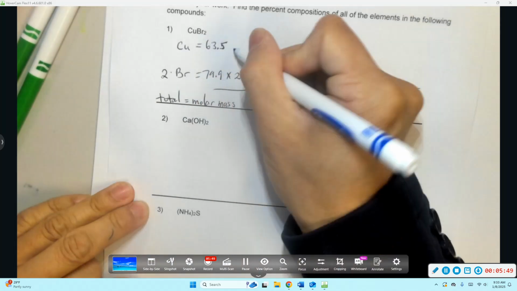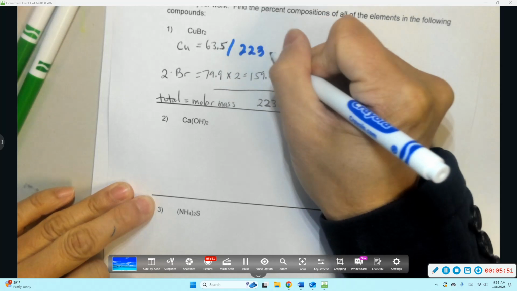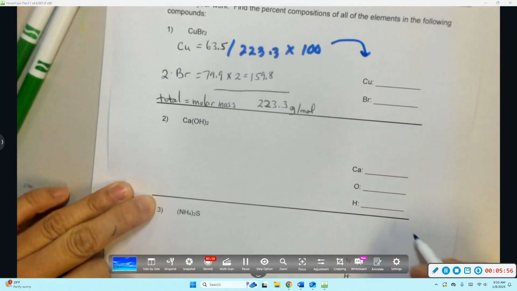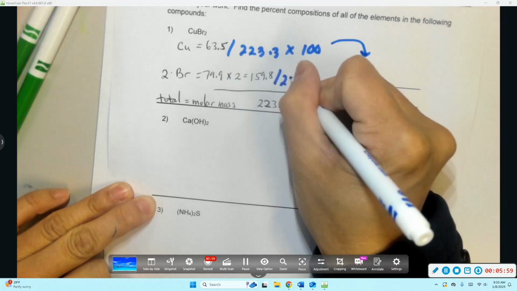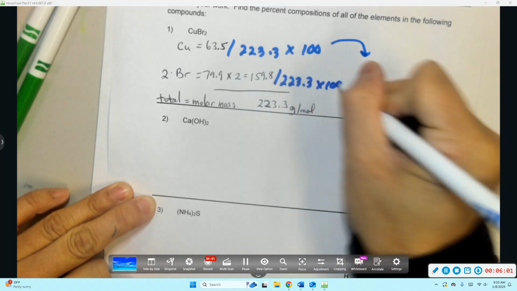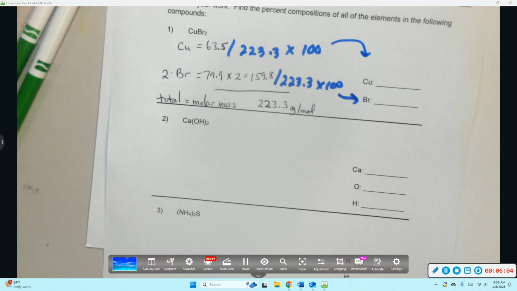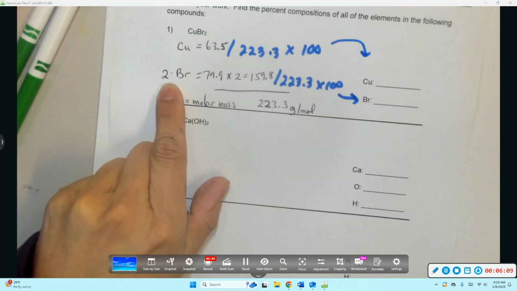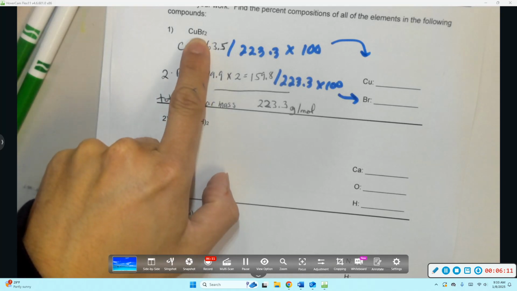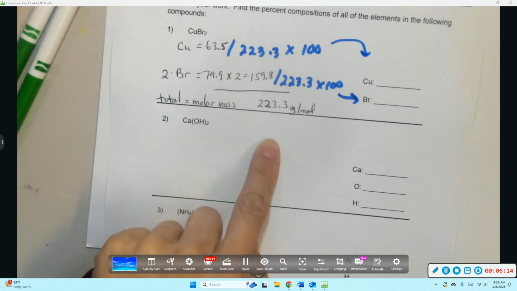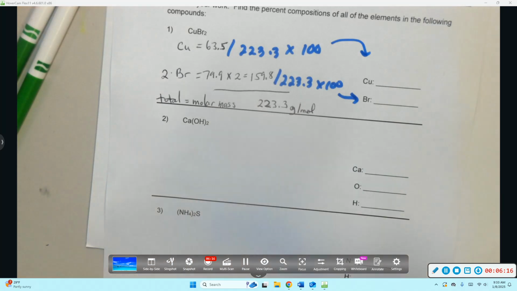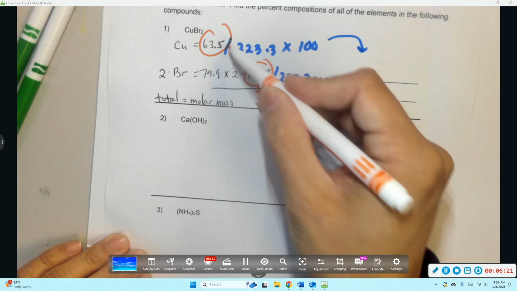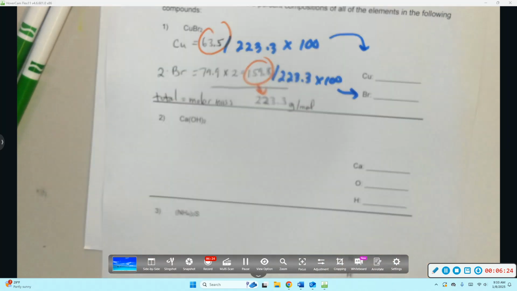So each of those, what you do is you take each of those now, and you divide that 63.5 by the total, 223.3 times 100, and you'll get your percentage for copper. And then 159.8 divided by 223.3 times 100, and you'll get your percentage for bromine. Okay. So first, find the mass of each element, multiply by however many there are in the compound, add them up, get the total, and then divide each of them by the total, multiply by 100, you get your percentage.